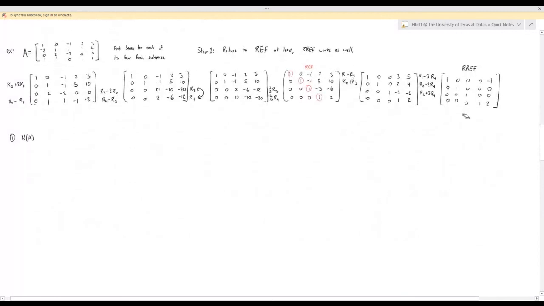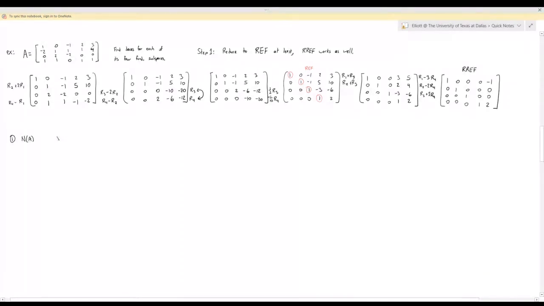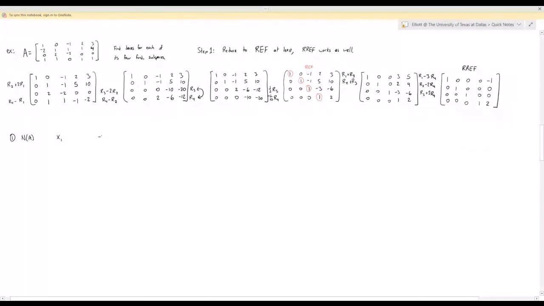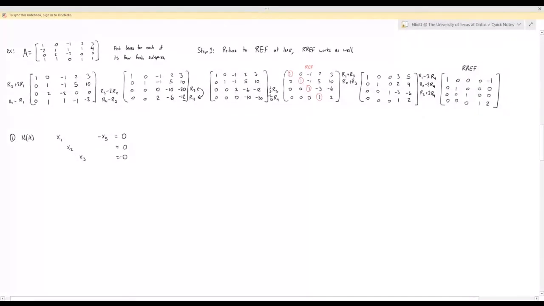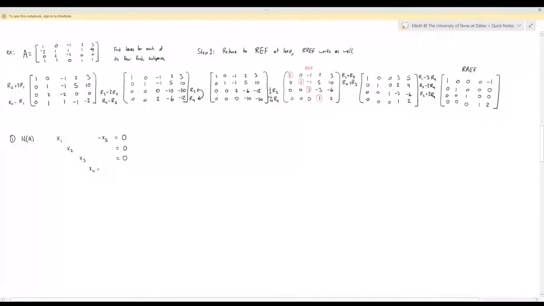So what I'm going to do now is let's take the matrix that we have here at the end. I'm going to convert it into a system of equations. So the first row gives me 1x1 minus 1x5. And for null space, it's equal to 0 on the right. The second row gives me x2 is 0. Third row gives me x3 is 0. And the fourth row gives me x4 plus 2x5 equals 0.